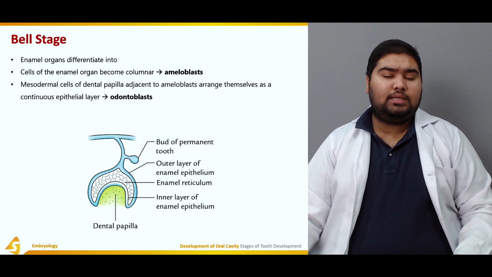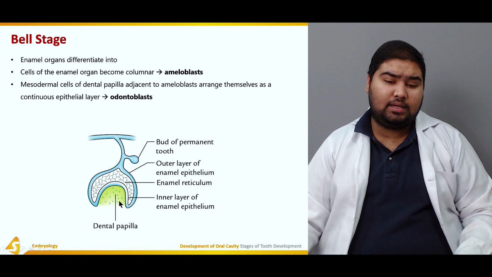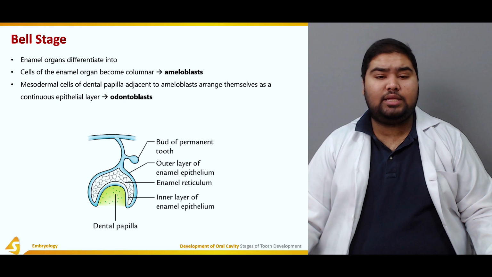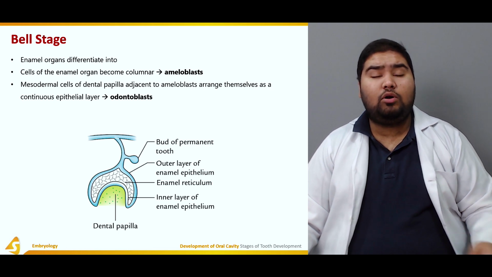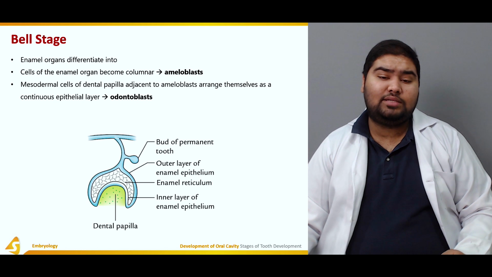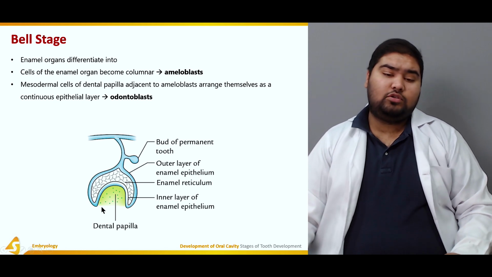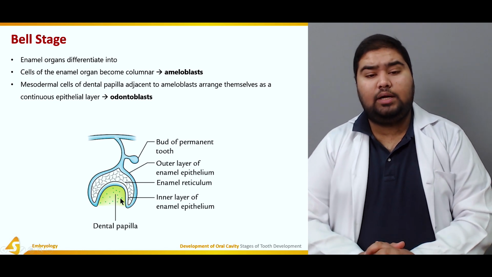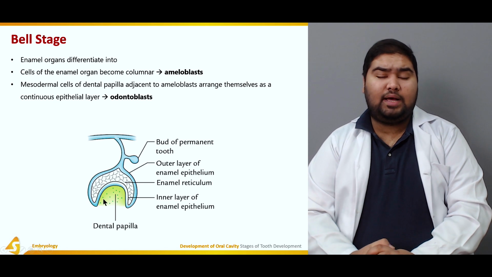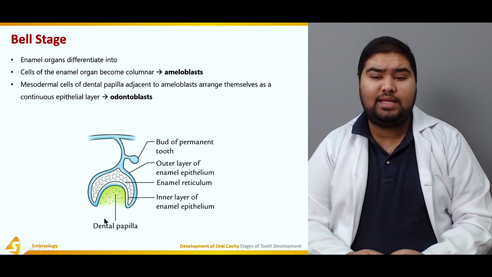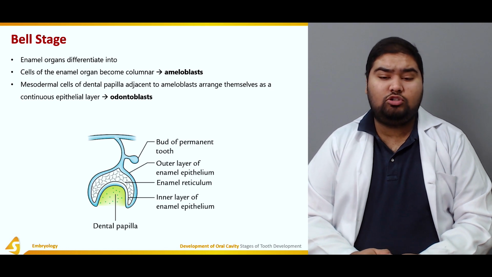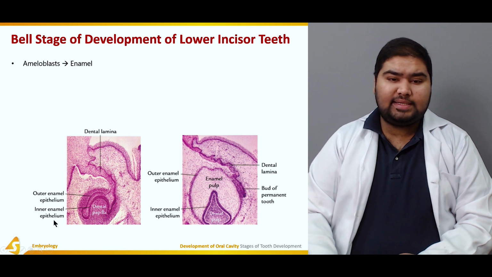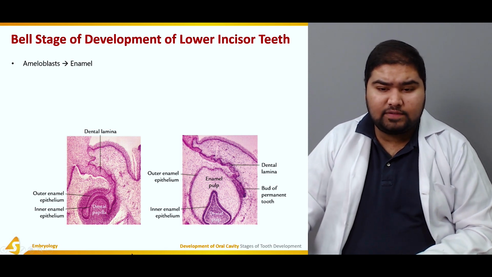Now the mesodermal cells of the dental papilla lie here in this area, adjacent to the ameloblasts. They arrange themselves as a continuous epithelial layer which is known as odontoblasts. So these cells that lie in the area of the mesoderm of the dental papilla, adjacent to the ameloblasts, arrange themselves to form the odontoblasts.